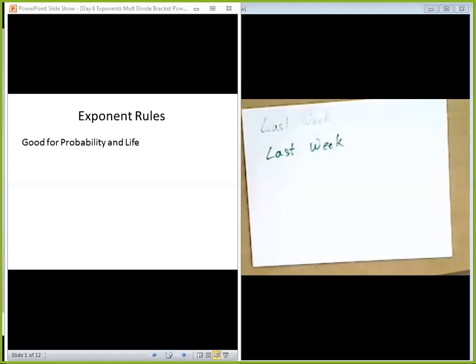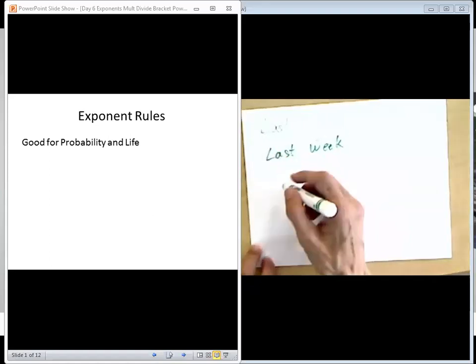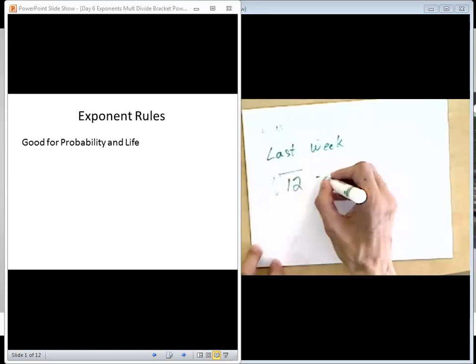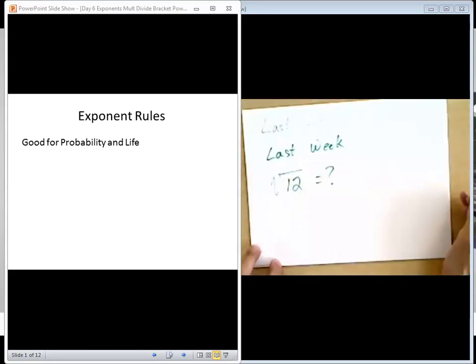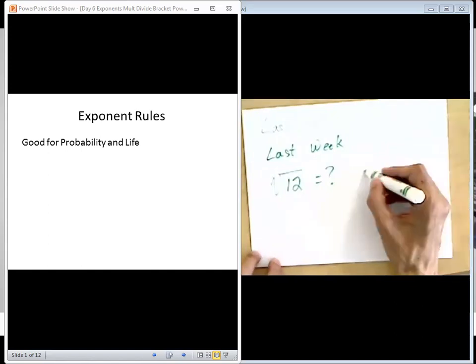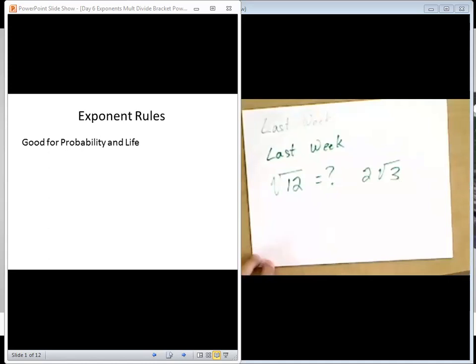Yeah, all right. So last week, what did we do? And maybe those of you that were here last week can help out. We had something like square root of 12, and we had to simplify it a little bit. All right? What is that? What can that simplify to? Yeah, with a little bit of work that you may or may not remember, 2 root 3, right?